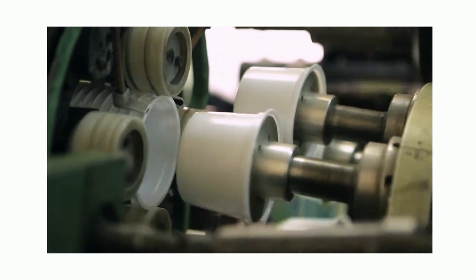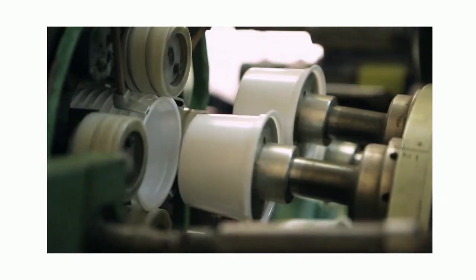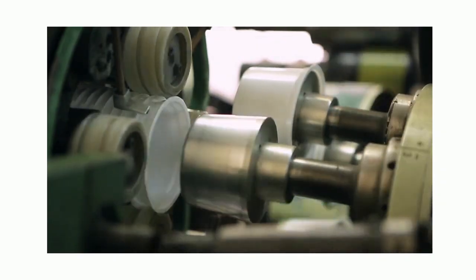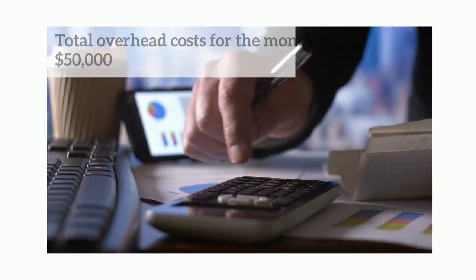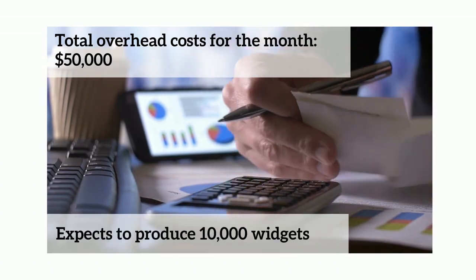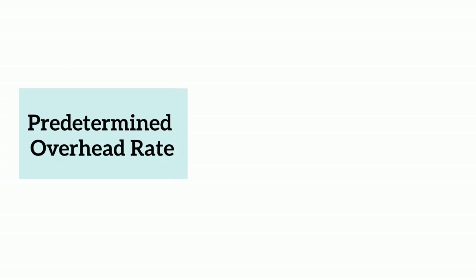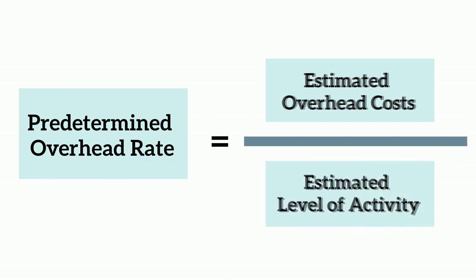To calculate the predetermined overhead rate, we need to estimate the total overhead costs for the period and divide them by an estimated level of activity. For example, let's say our company estimates the total overhead costs for the month to be $50,000 and expects to produce 10,000 widgets. We can use the formula to calculate the rate. Predetermined overhead rate equals estimated overhead costs divided by estimated level of activity.